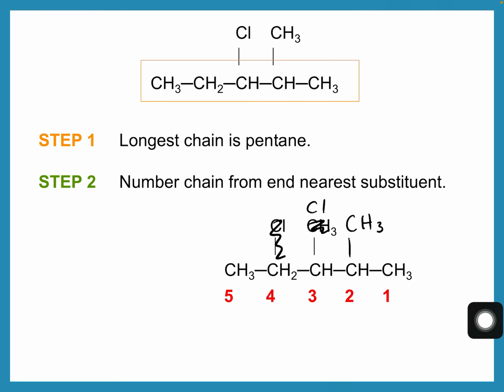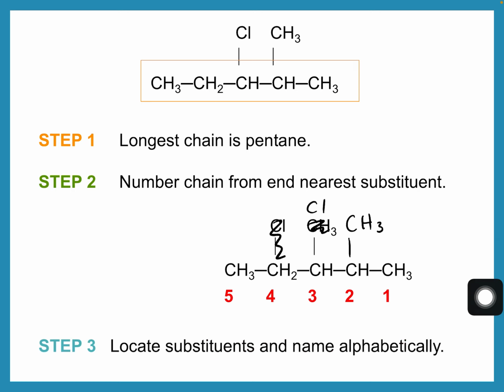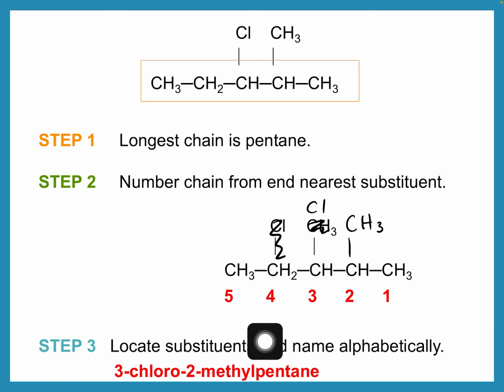Okay, so off the second carbon, we have a methyl, and off the third carbon, we have a chloro. So chloro starts with C, methyl starts with M. So for our side groups, we are going to put them in alphabetical order. So the chloro comes first off the third carbon, then the methyl off the second, and then pentane. So I have 3-chloro-2-methylpentane. And so here with the number in the middle, I have the dash before and after happening there.